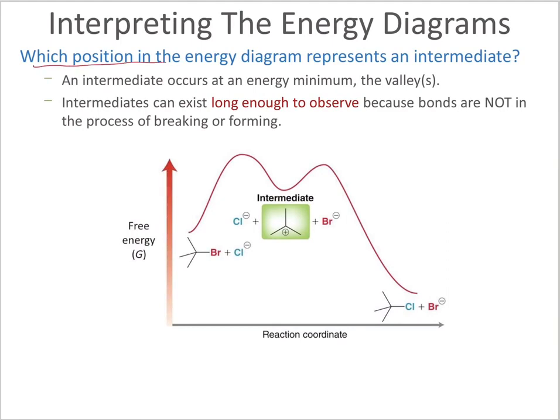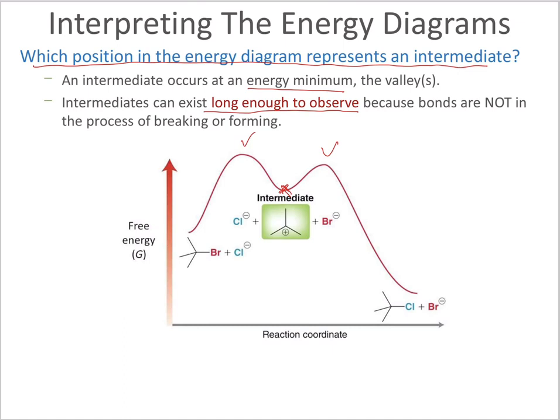Which position in the energy diagram represents an intermediate? The intermediate is found at the energy minimum, so at that position. In this case we have two transition states, then there's an intermediate. Intermediates usually exist long enough to be observed, so we can isolate and even analyze them.